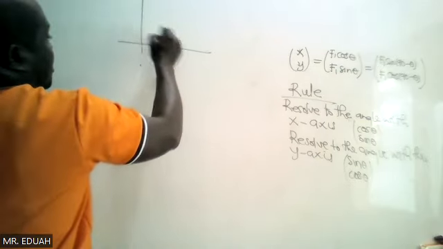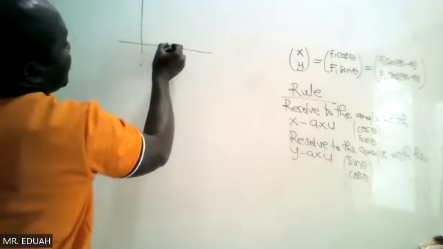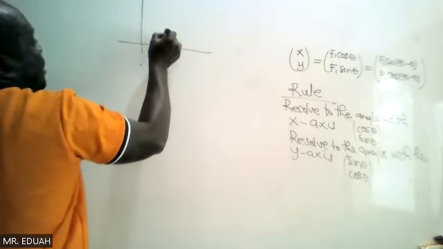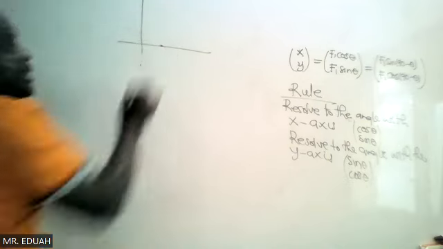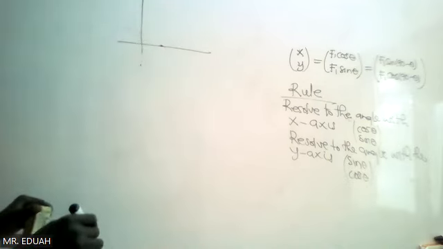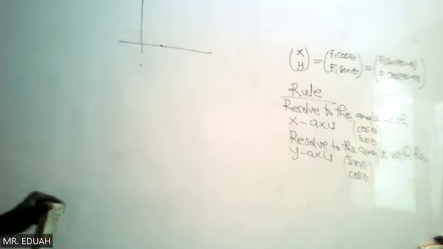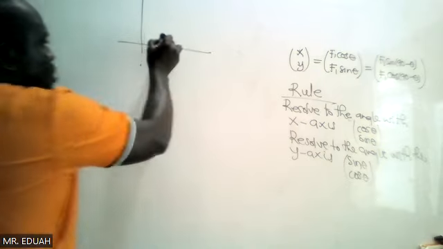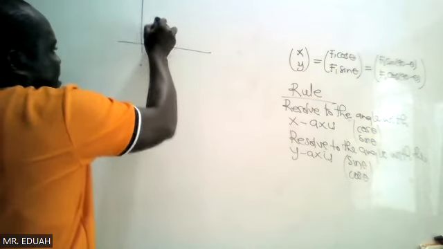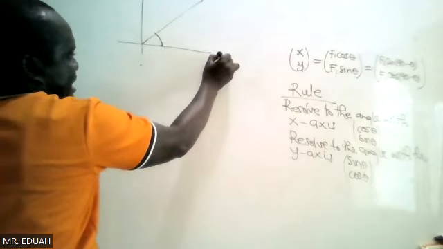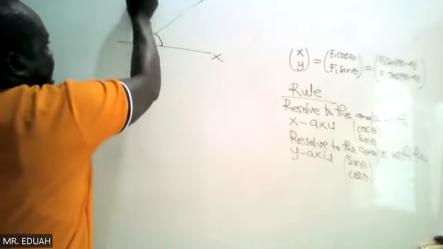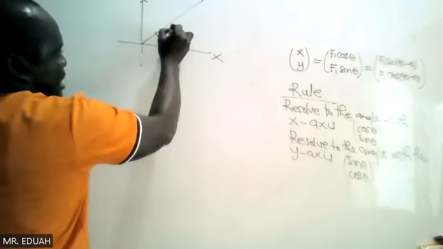So here, let me use 60, and then we build up to obtuse angles. Okay. So maybe 60 with the x-axis. So this is the x-axis. This is the y-axis. And this is the 60.